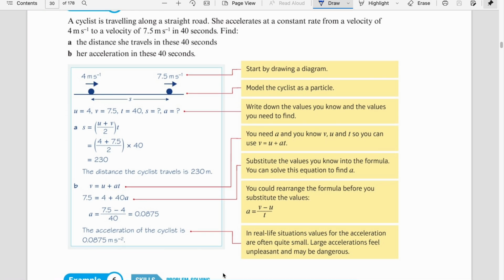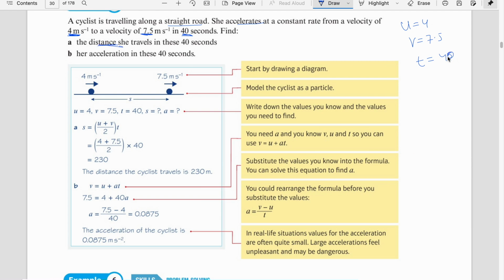Example question: a cyclist is traveling along a straight road. She accelerates at a constant rate from a velocity of 4 meters per second to 7.5 meters per second in 40 seconds. So initial velocity is 4, final velocity is 7.5, time is equal to 40. Find the distance she travels.